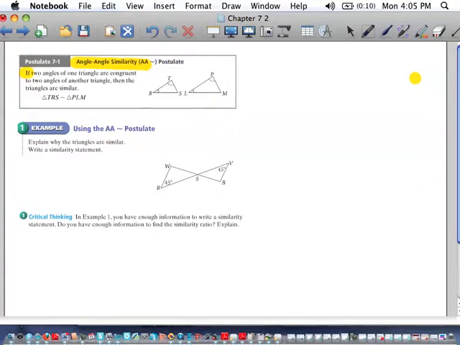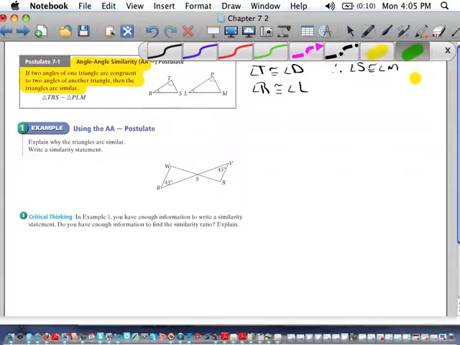So this says if 2 angles of one triangle are congruent to 2 angles of another triangle, then those triangles are similar. So here I have that angle T is congruent to angle P, and I have angle R is congruent to angle L. Because of the triangle angle sum theorem, I get that angle S is congruent to angle M. So all I really need are 2 angles, and I can say I have similar triangles.